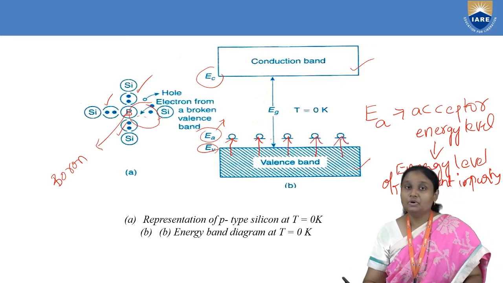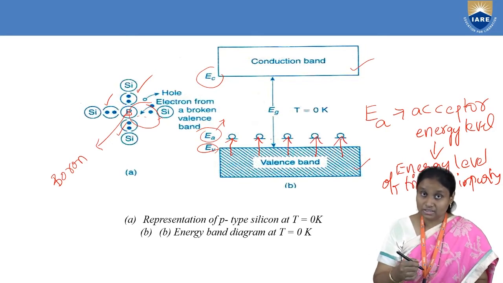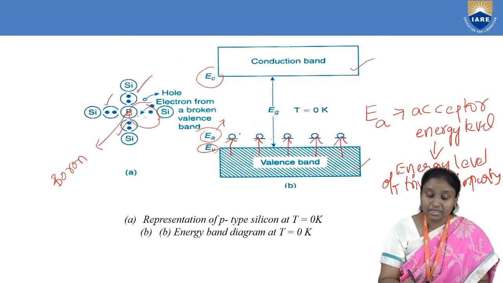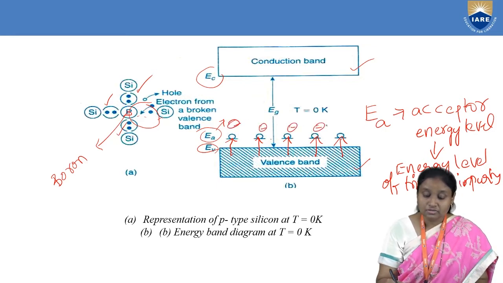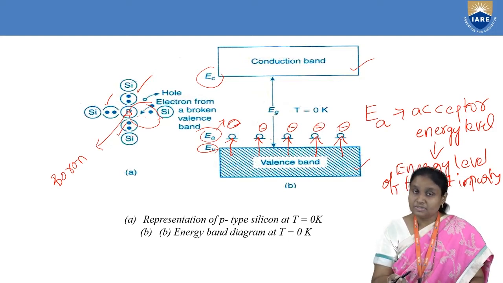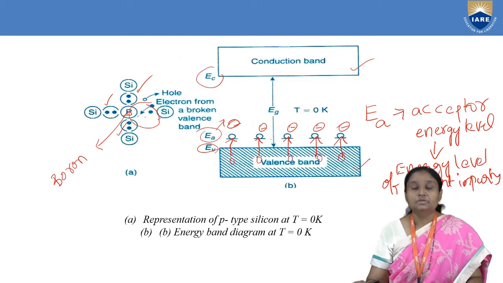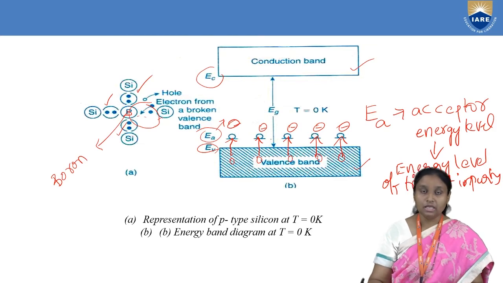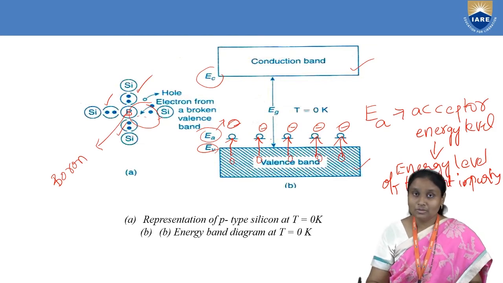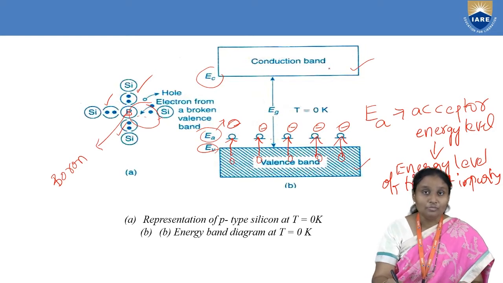Then what happens to these trivalent impurities? Because they are taking electrons from the valence band of the intrinsic semiconductor, they will become negatively ionized. And once electrons go to the acceptor energy level, what is left in the valence band? You will be left with holes. So here we are able to get holes in the valence band without any involvement of the conduction band.